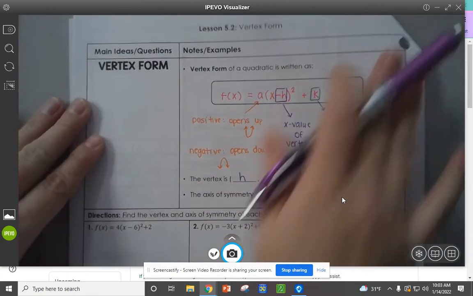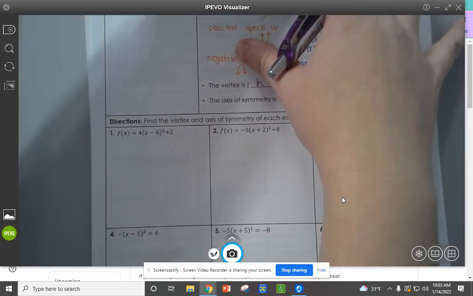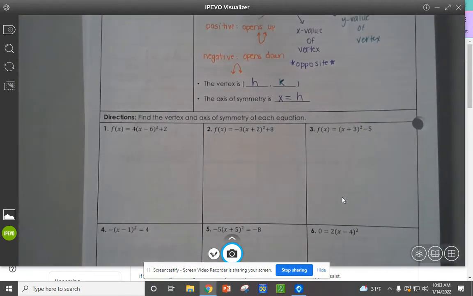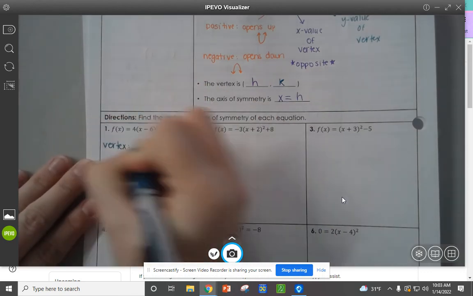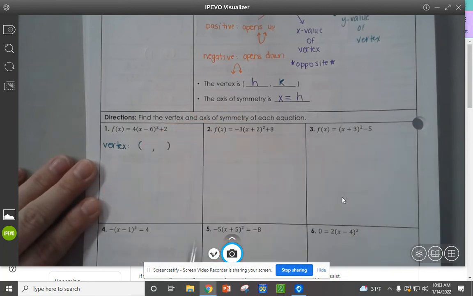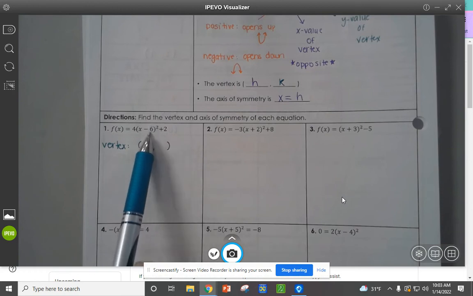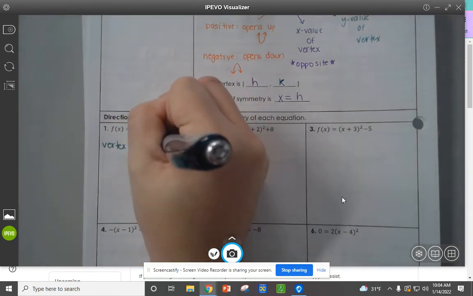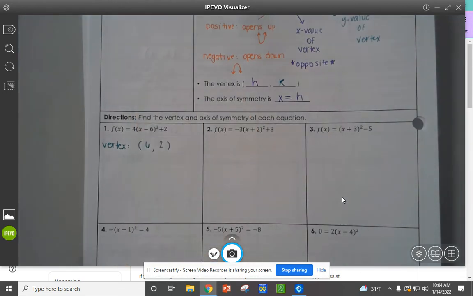So let's look at a few examples. Number 1. The vertex. To get the x value of the vertex, we take the opposite of what's here in the parentheses. So it's going to be a positive 6 and then positive 2. You do not change the sign of the y.